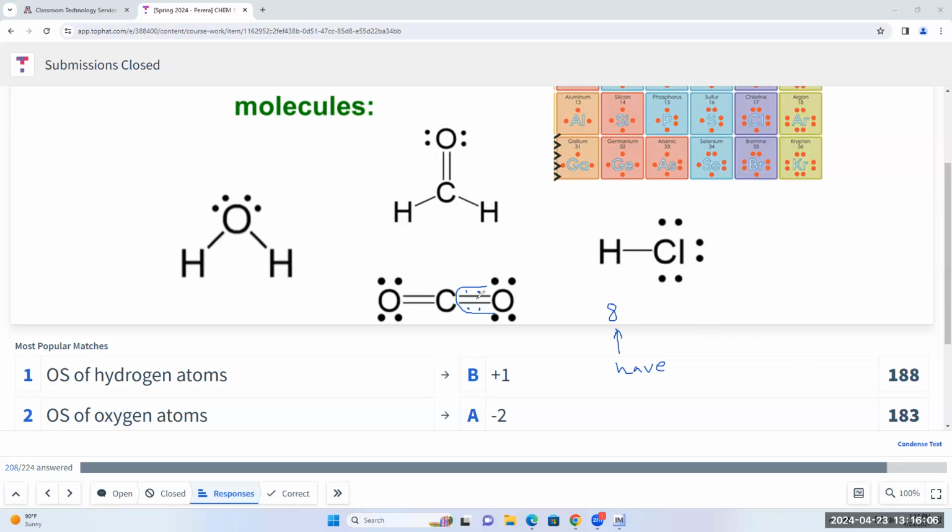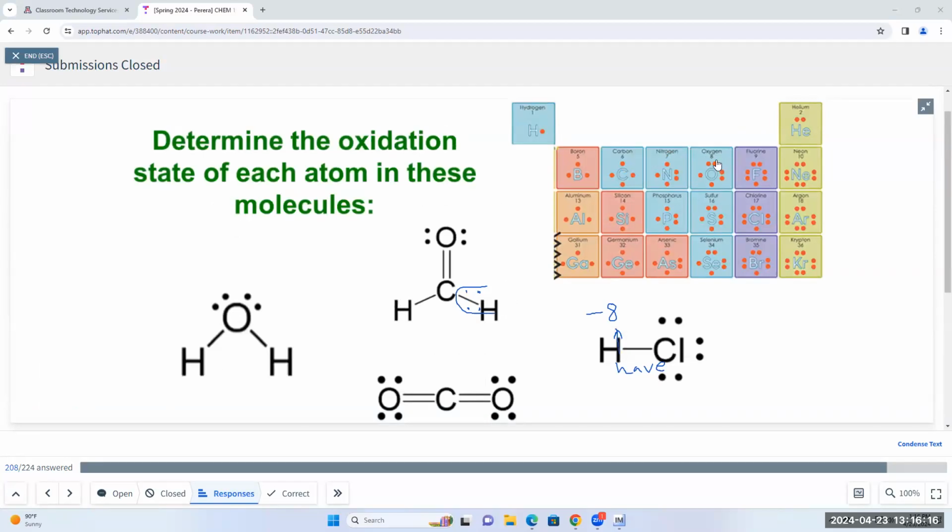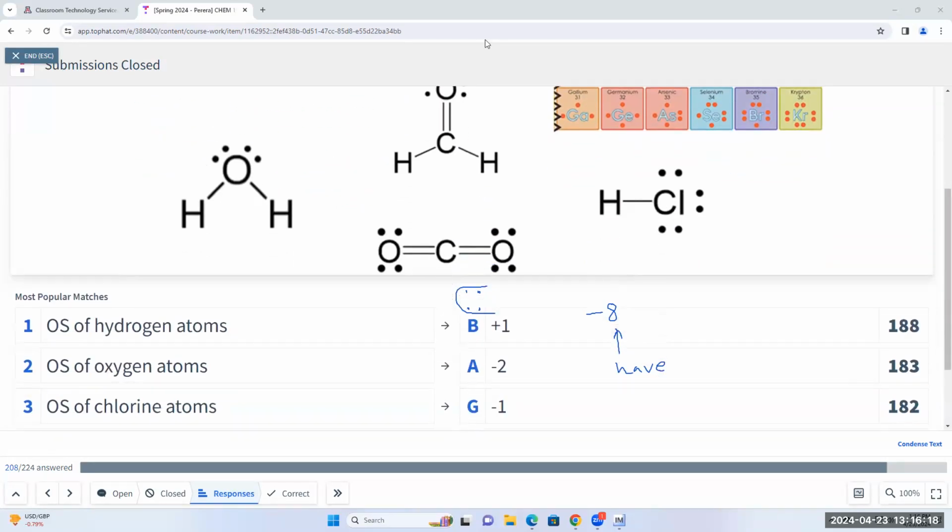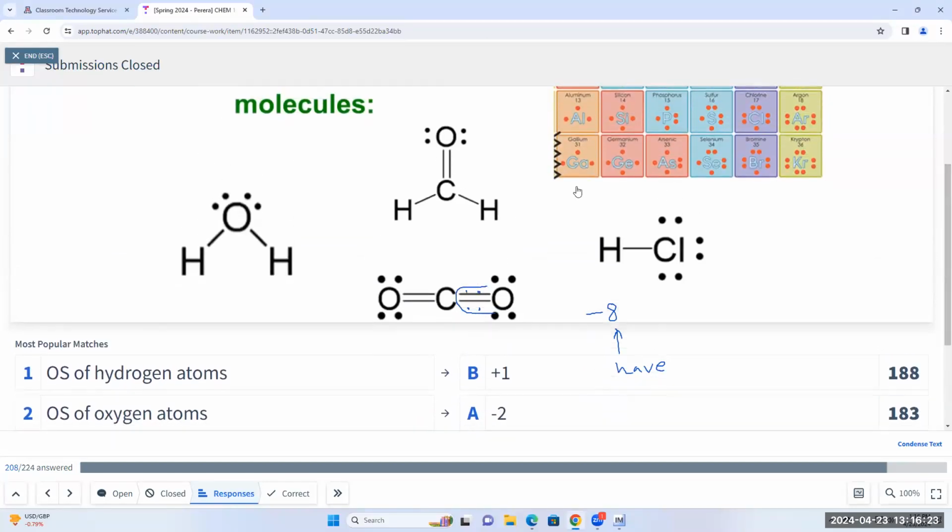Now, this is what oxygen has now, and when it was neutral, it had 6. How do we know? Oxygen is in the 6th group, which has 6 valence electrons. Therefore, I'm going to write 6 here. This is what we had when it was neutral. We have 2 more electrons than when it was neutral, therefore we should have a -2 charge on this oxygen.